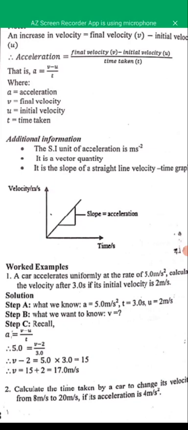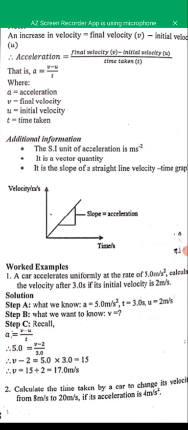If you make V the subject of the formula, you're going to have V equals U plus AT. Your U is 2 meters per second, plus your AT, 5 times 3, that's 15. So when you have 2 plus 15, you have 17 meters per second. So you can try the other question out.